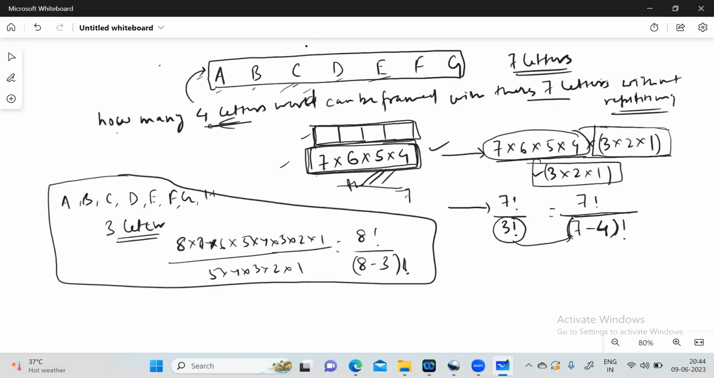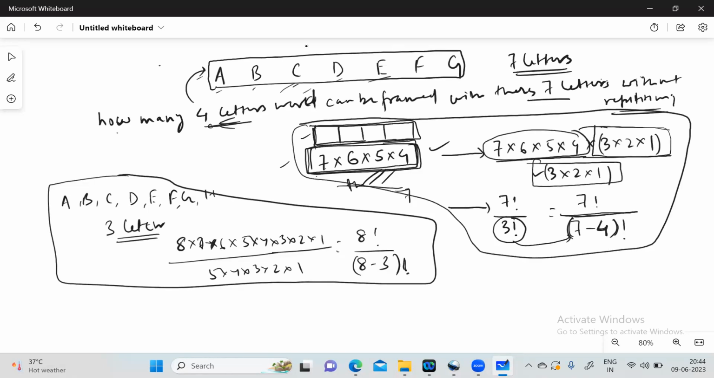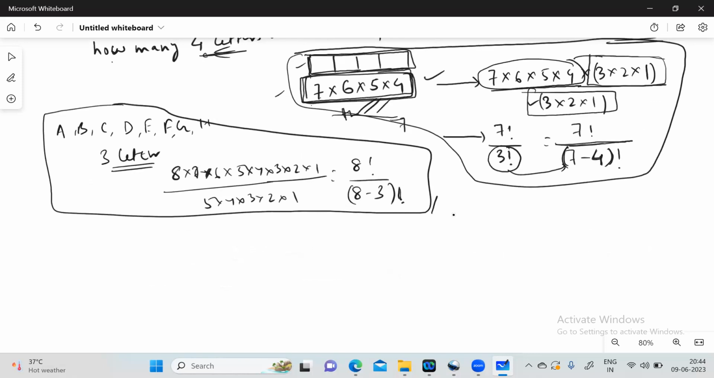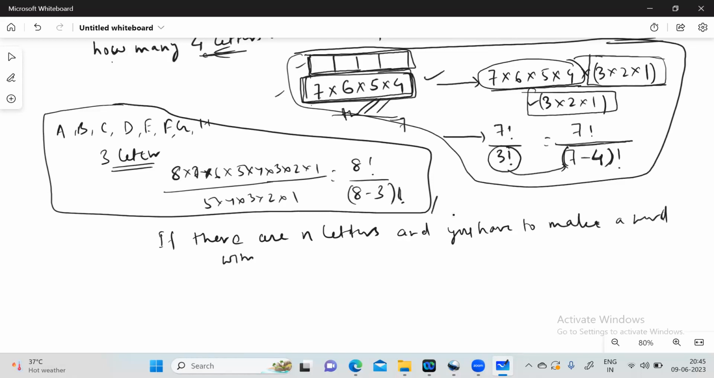So if I can generalize it in a way, that if there are n letters and you have to make a word with r letters, how many words can be framed?